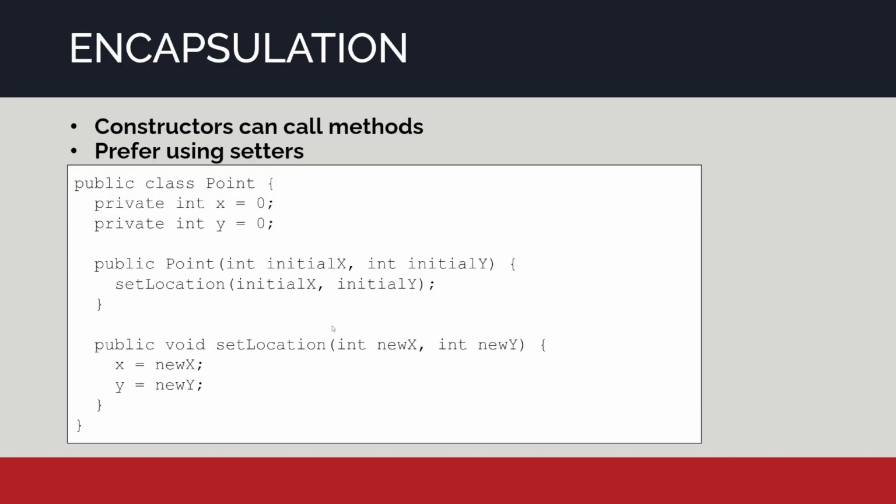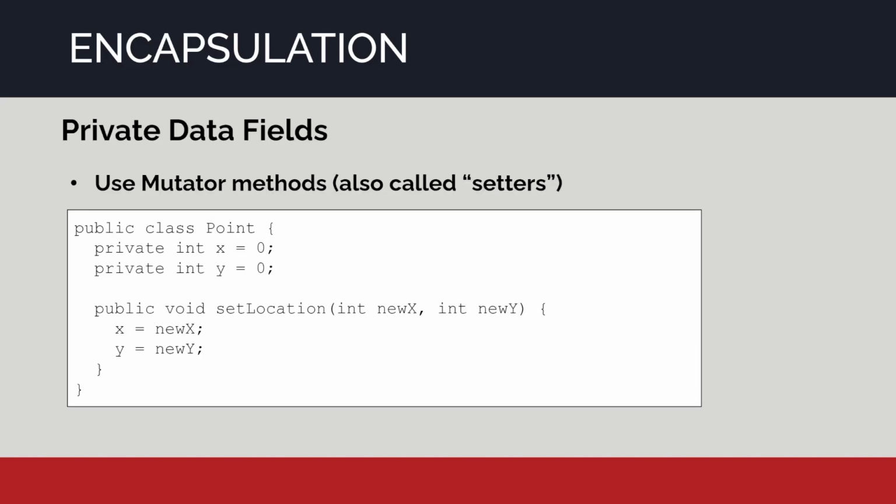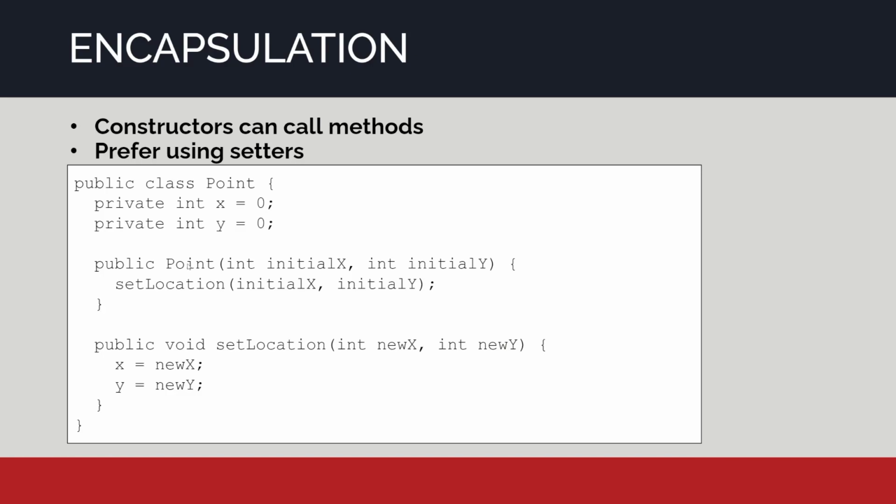All right, so also important details. Constructors can call methods. So if I have declared the setLocation method, my constructor can now call the setLocation method. Instead of writing directly to x and y, I'm writing to x and y in the setLocation method. So let's just call it from the point constructor. And you should do this.